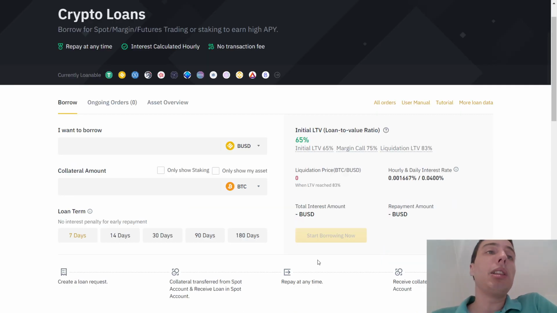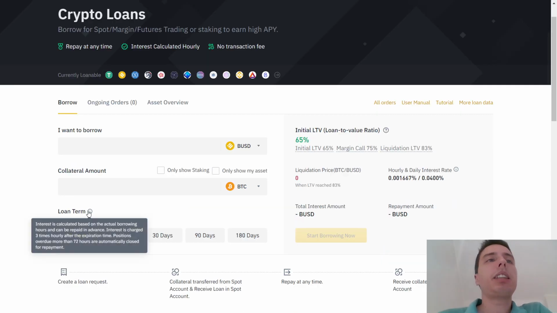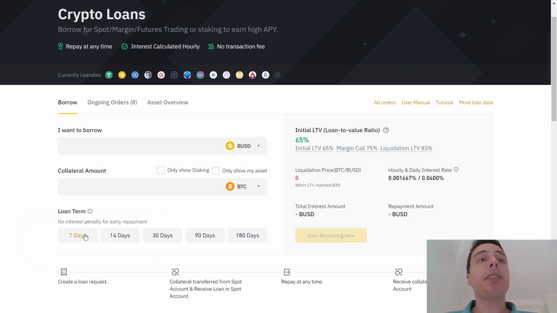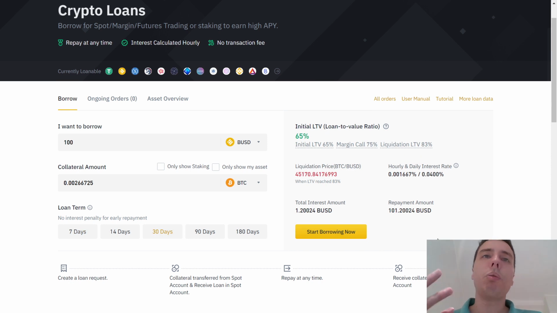When it comes to the loan term, you can see here that you can repay in advance if you wish. So you did a trade, and let's say you borrowed for 7 days, and after 1 day you already made your profit and you're happy about it, you just want to close your loan, you can do so without any extra cost. So to set up this loan, you just need to have your collateral on your spot account.